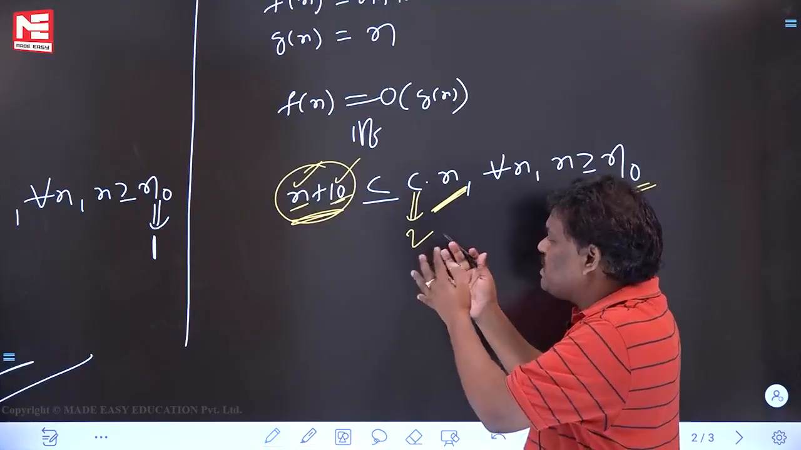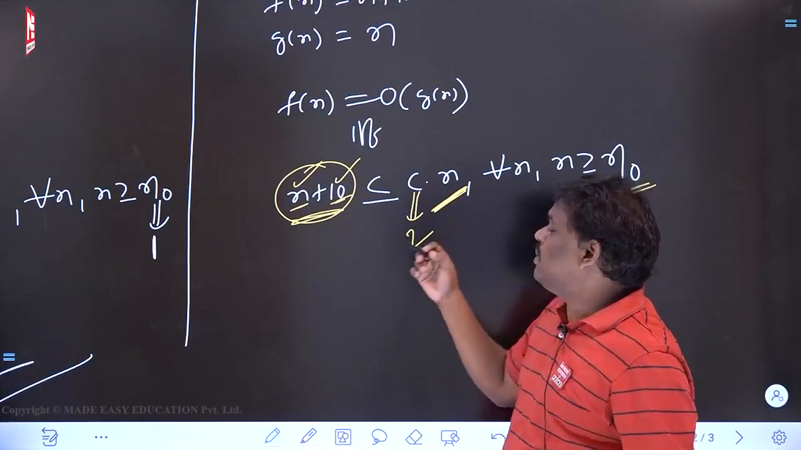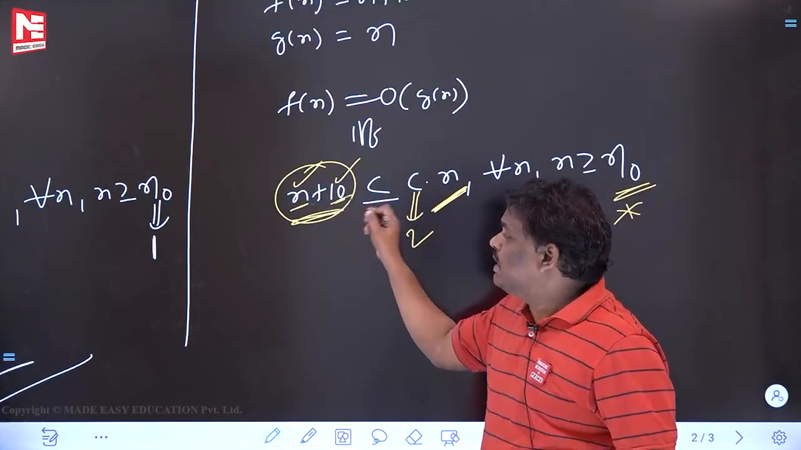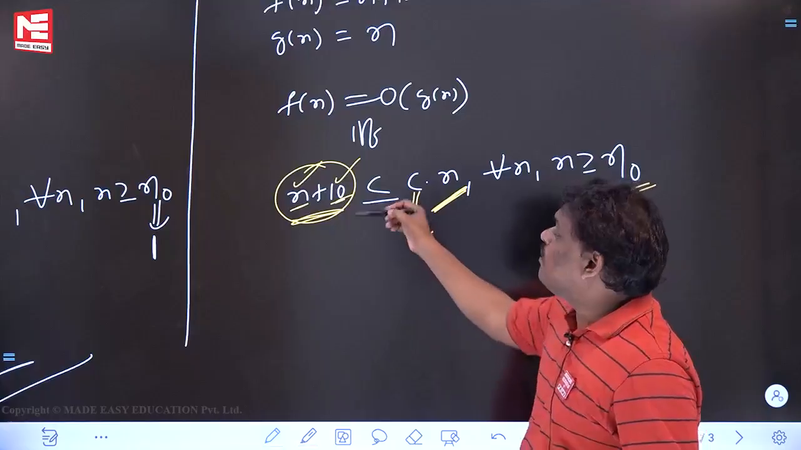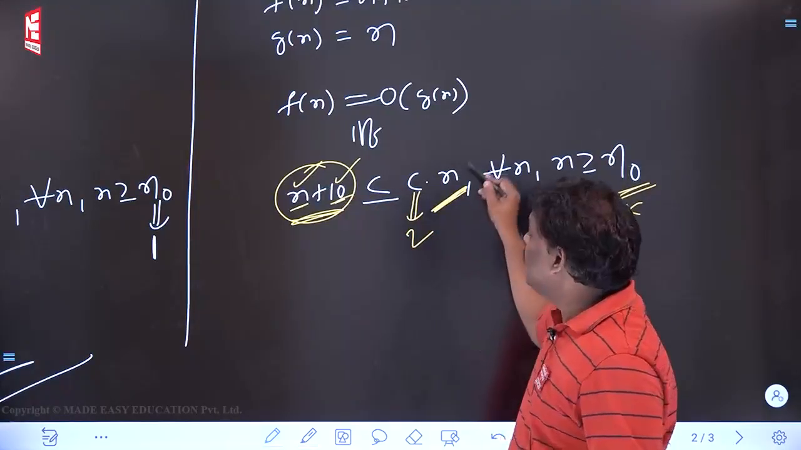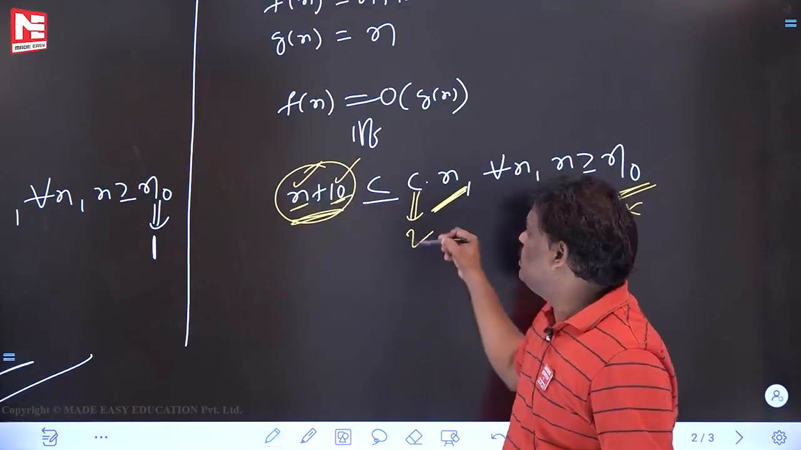Previously there was a huge gap between these two. Now the gap has almost decreased because 8 is given. N value 8, it is 18, and 2 times 8 is 16, almost very close. Next, N value 9, the answer is 19, and this is 18, almost close. N value 10, what is the answer? It will become 20, and this is also 20.